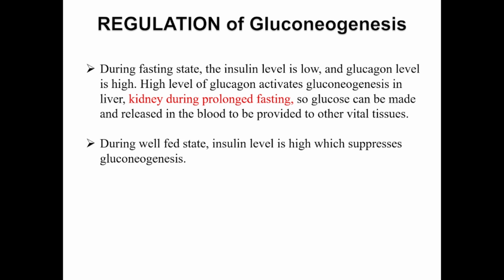We said that the RBCs don't have mitochondria. That means all the glycolysis will be anaerobic, whether there is oxygen or no oxygen, because there is no mitochondria. So all the glycolysis in the RBCs, the end product is lactate. This lactate will go back to the liver and be reused to produce glucose, especially during fasting or starvation.